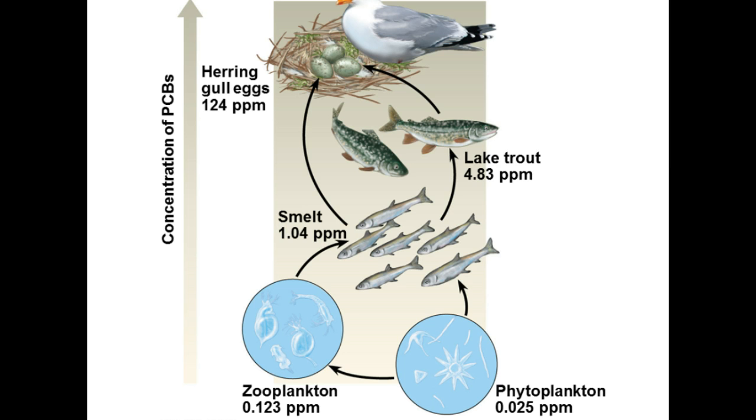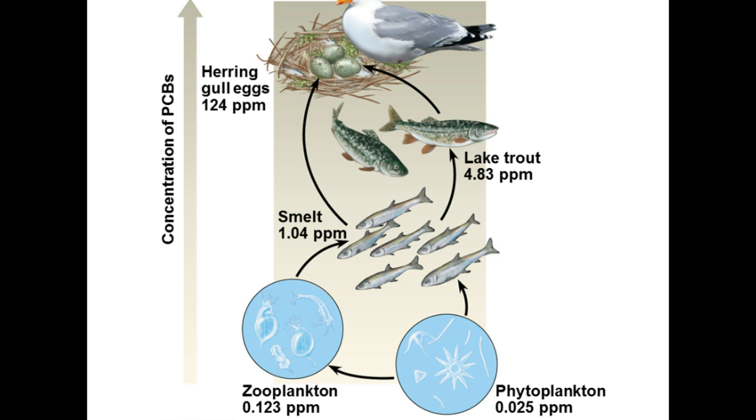Okay, next let's talk about biological magnification. Here you see a picture of biological magnification of PCBs, which is a chemical pesticide in a Great Lakes food web. Now, humans release many toxic chemicals, including synthetics previously unknown to nature. Write that down.